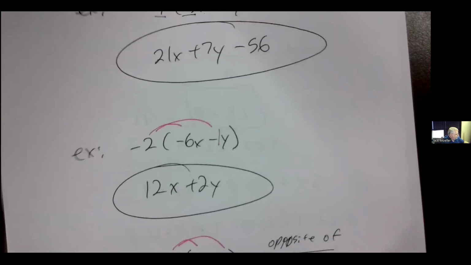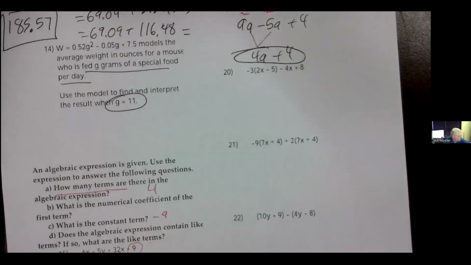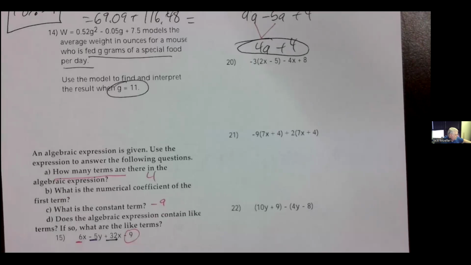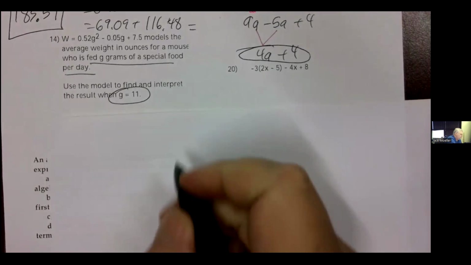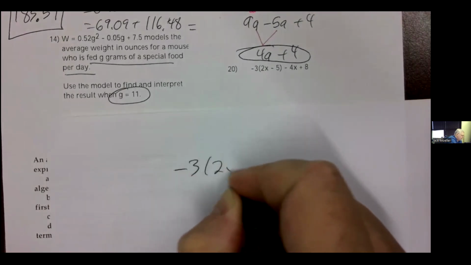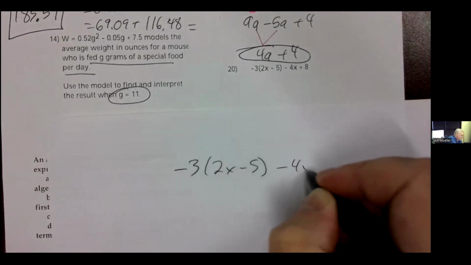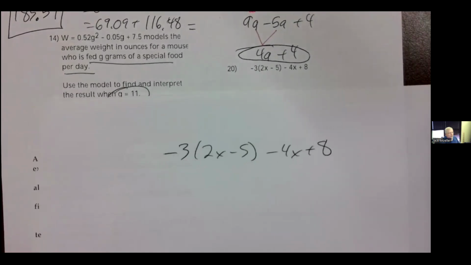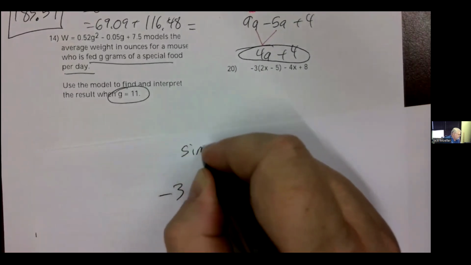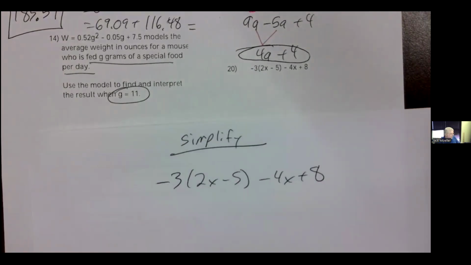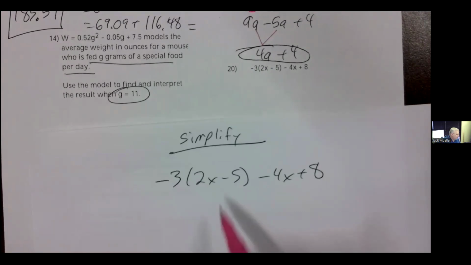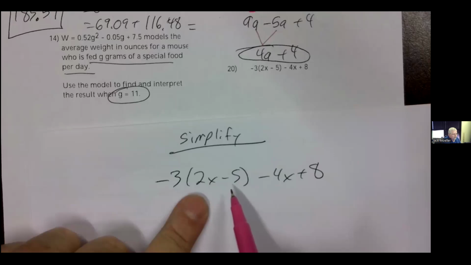All right, let's get back to some messier examples. So number 20, we have -3 parentheses 2x minus 5 minus 4x plus 8. And we're going to simplify these. All right, so what do we do? Order of operations says work inside grouping symbols, but when you look at 2x minus 5, those are unlike terms, so we can't do anything with it.